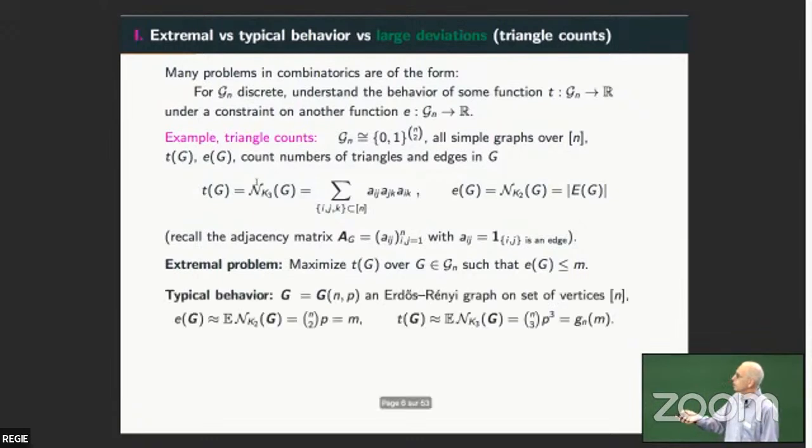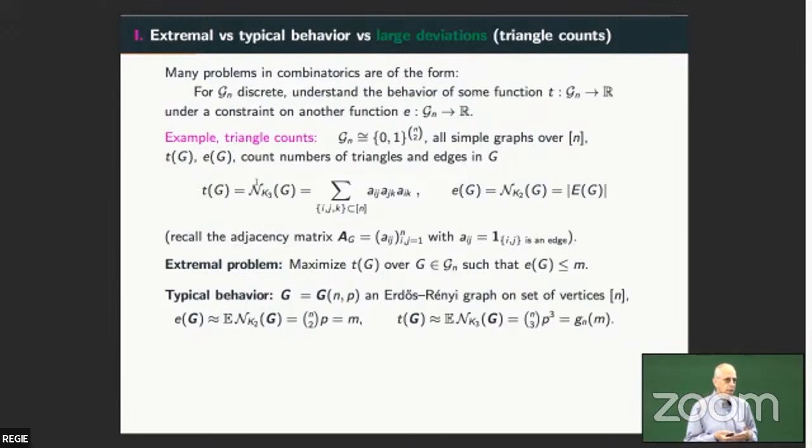In contrast with extremal combinatorics, you also have, in elementary probability, the typical behavior of graphs. For this, you need to put an ensemble, a random distribution, on graphs, and the most classical and typical random distribution people use is the Erdos-Renyi random graph, where you have a set of n vertices. Every edge appears independently with probability p.